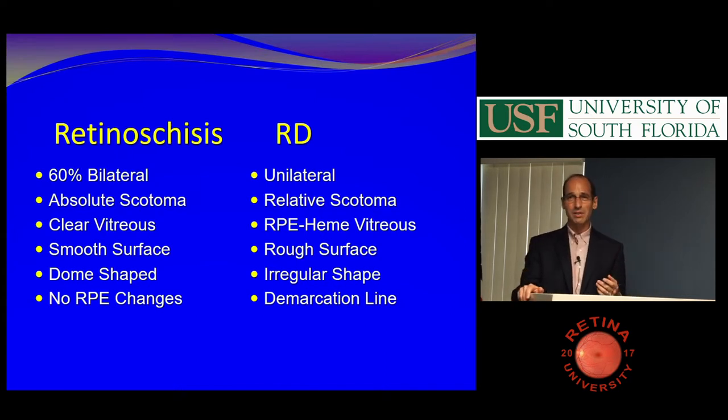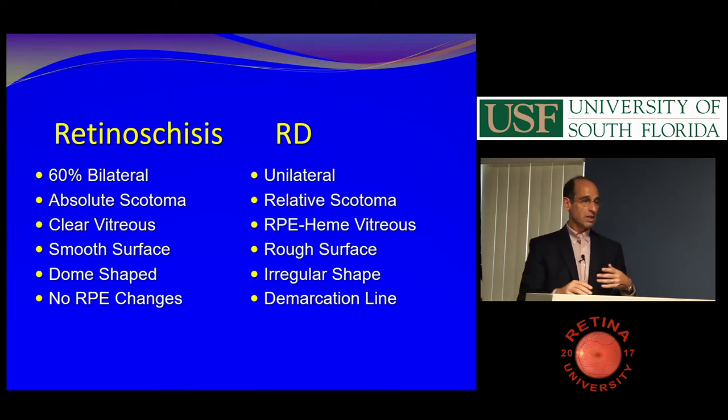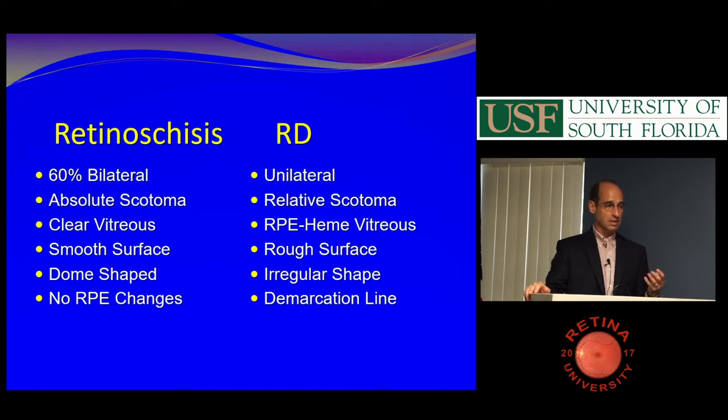I mean, if you're not going to do a visual field on your retinoschisis, because retinoschisis is a truncation of the inner retina, it's an absolute scotoma. Retinal detachment, because the nerve fiber layer is attached to the photoreceptors, is less of a scotoma. The vitreous will be clear because there's no vitreous process, it's just retinoschisis. The surface is smooth, this dome shape, but the biggest one is the RPE change on the bottom.